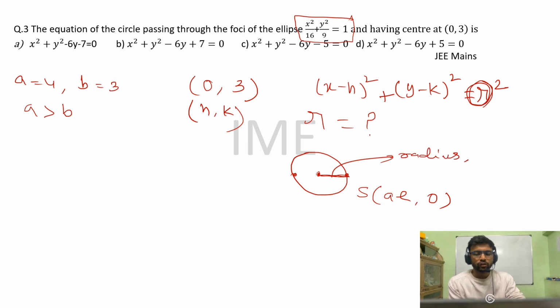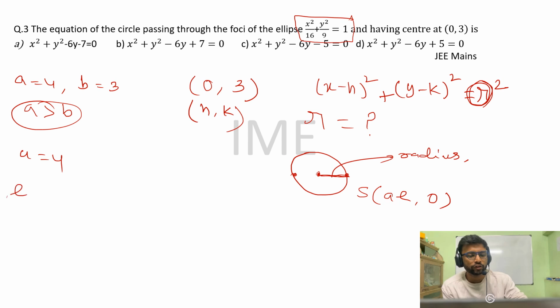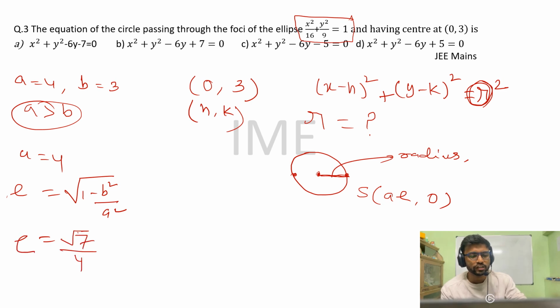What we have to find is AE. A is 4 and we know A is greater than B, so here we will use E is equal to square root of 1 minus B square by A square. So this will be root of 16 minus 9, so root 7 upon 4. E is root 7 upon 4. So AE will be root 7 comma 0. So the coordinates of the focus are root 7 comma 0.